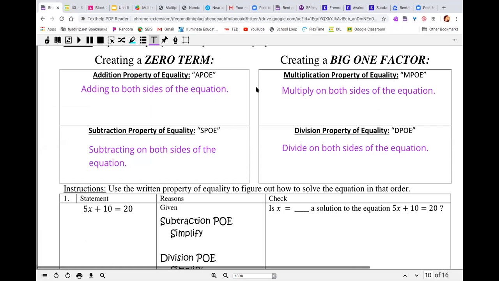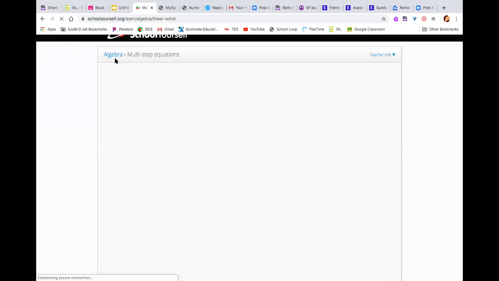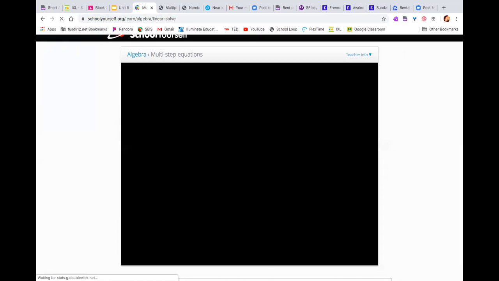That's the second error I found in my PowerPoint, and I made that a lot of times. Okay. So before we get into doing this stuff, I have a video that we can watch from School Yourself. I also have the link for this posted. Let me refresh this. It says algebra multi-step equations.